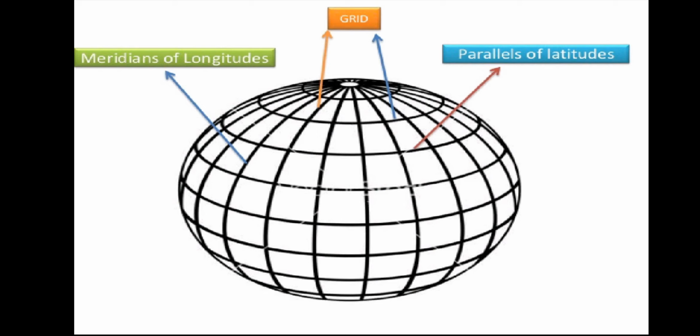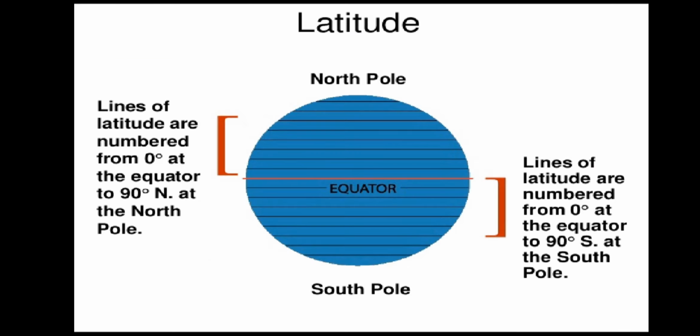Of course, longitudes are the vertical lines and latitudes are the horizontal lines. Here you can see latitude, that is 0 degree. It starts from 0 degree, that is equator.